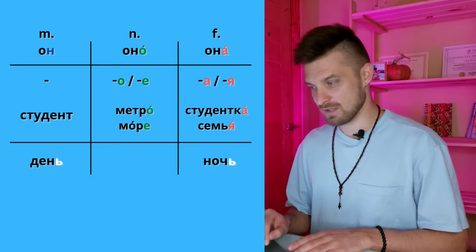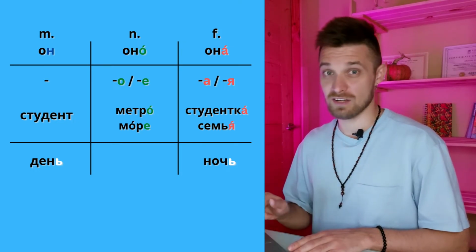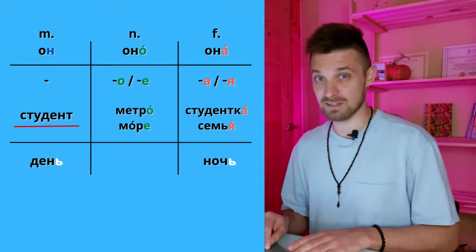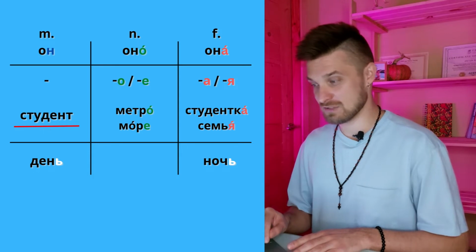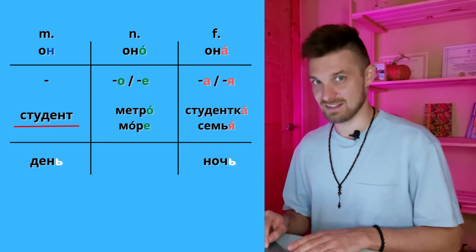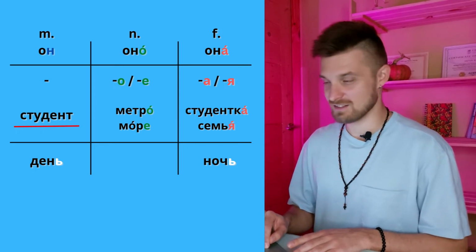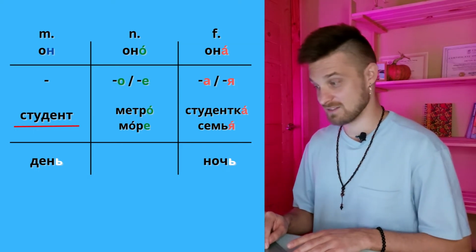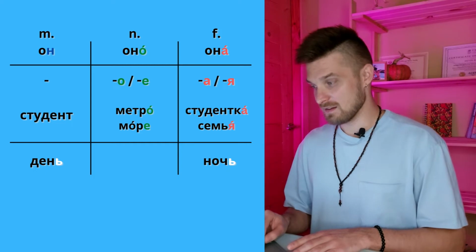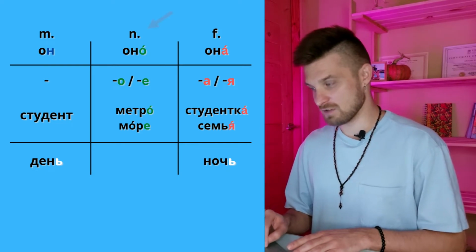Okay, so here we can see this word. Could you read it, please? Student. Student ends with t. T is a consonant. So the gender of this word is masculine. Student is masculine.